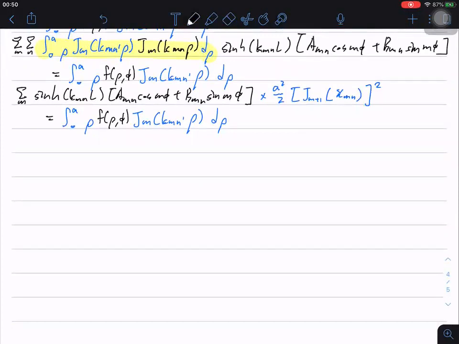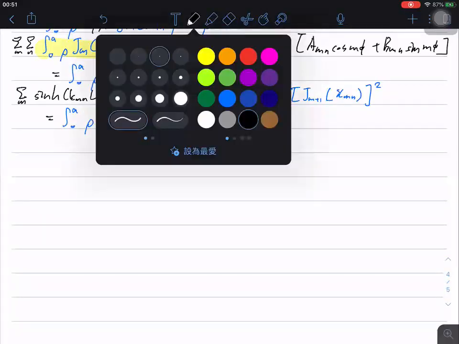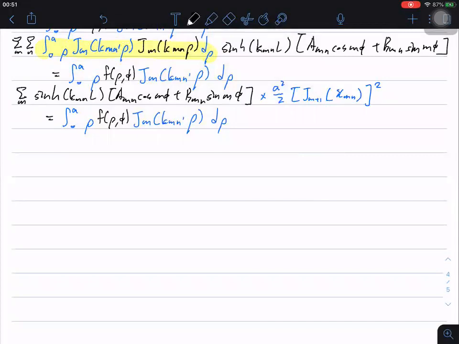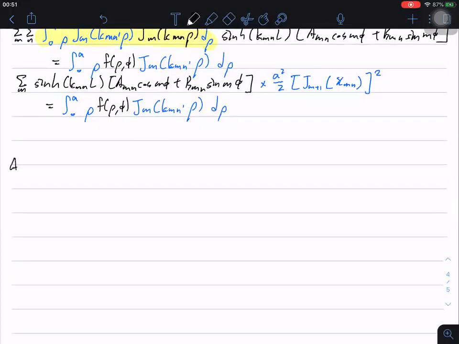And after that, the only thing you are left with is sine n phi and cosine n phi. At this stage, all you have to do is perform the Fourier series and find out the coefficients a_mn and b_mn. I'm sure that you all know how to do a Fourier series, so I will just write down the answer here.